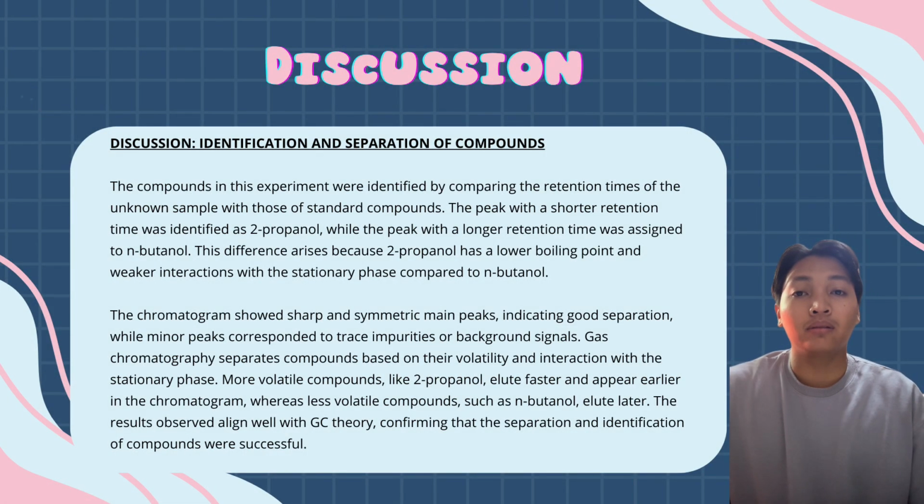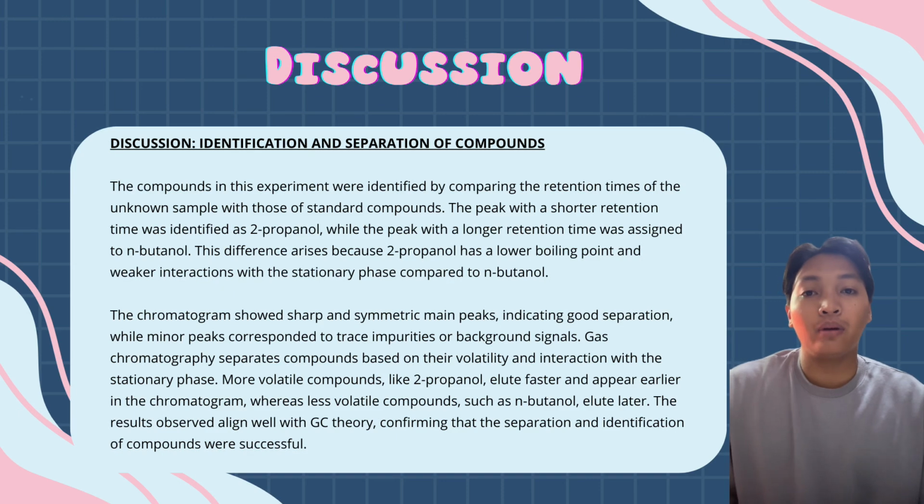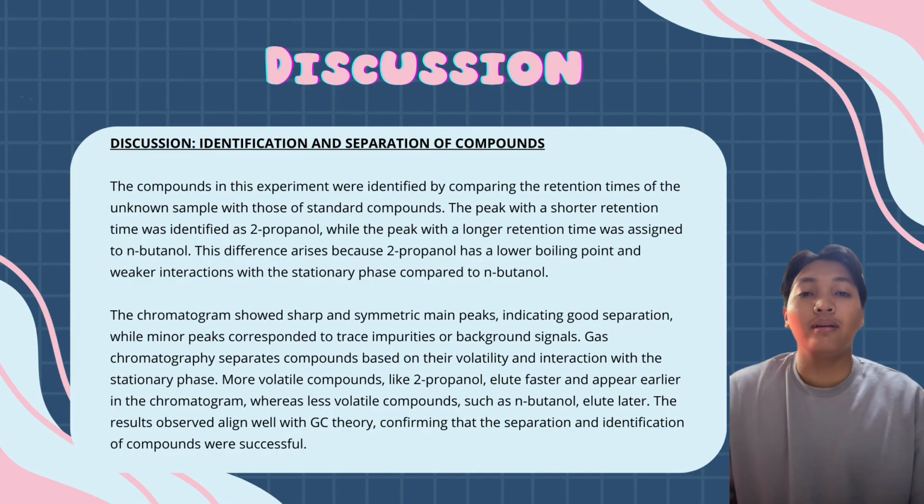Identification of compounds. Today we use gas chromatography to identify and separate compounds in our sample. We compare the retention time of the unknown sample with those of the standard compounds. The peak that appeared first was 2-propanol and the peak that appeared later was N-butanol. This difference happened because 2-propanol has a lower boiling point and interacts less strongly with the stationary phase, so it moves through the column faster.